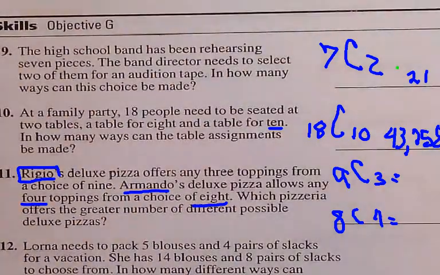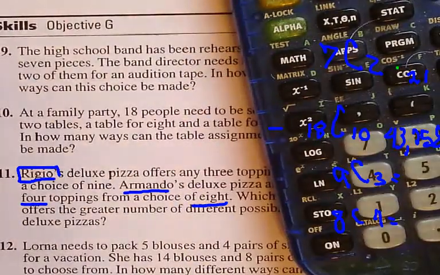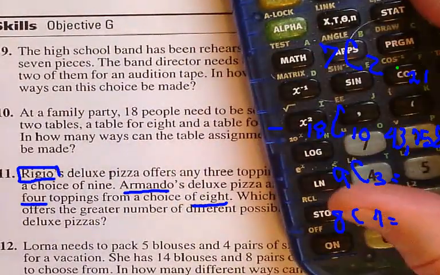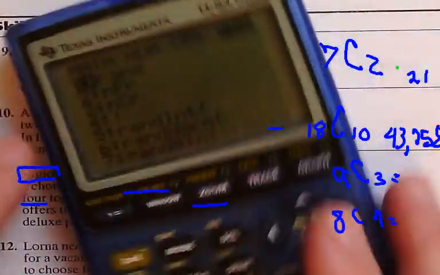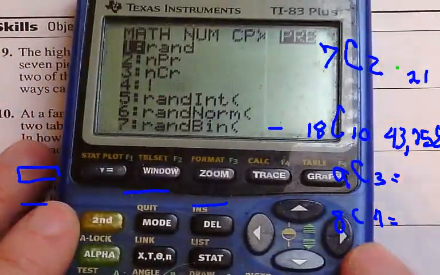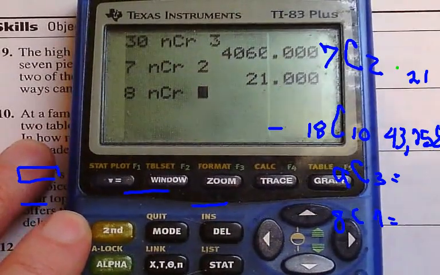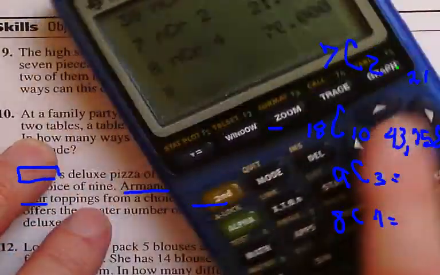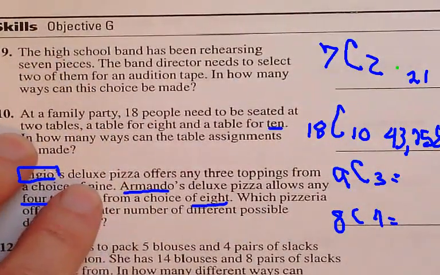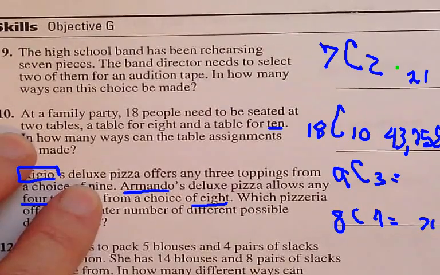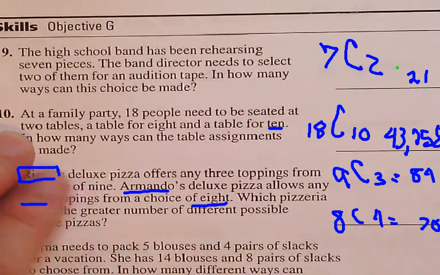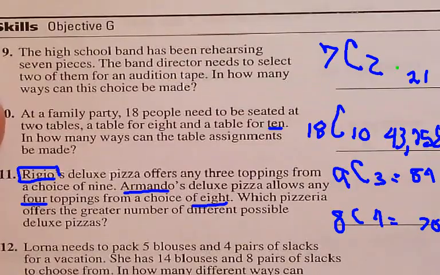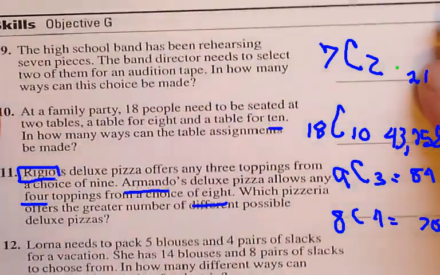So remember, the way that you do that is you type in 8, then you go to math, then you go over to nCr, and then you put 4. And see, it comes out to be 70. So Armando's pizza, there's 70 different ones here. What about this one? 9 choose 3. 84. 84 different pizzas. Ta-da. That's that. Let's look at the last one.